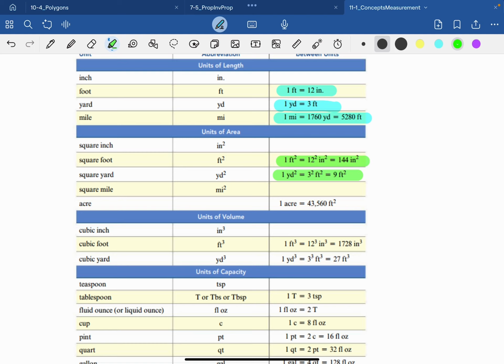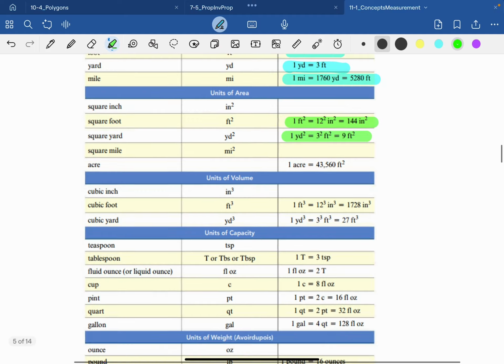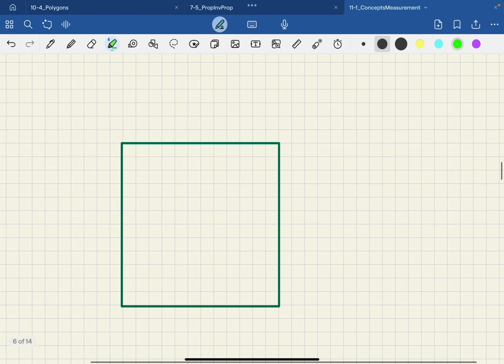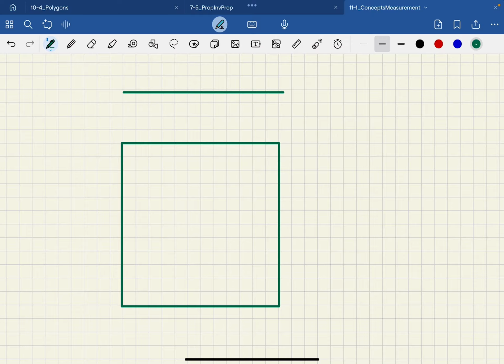Let's take the 1 square foot, 144 square inches question. So on the next page, I have drawn something that we'll say is 1 square foot. If it's a square foot, that means this distance is going to be 1 foot, right? And this distance here, I'll try to make the same distance, about there. It's going to also be 1 foot.